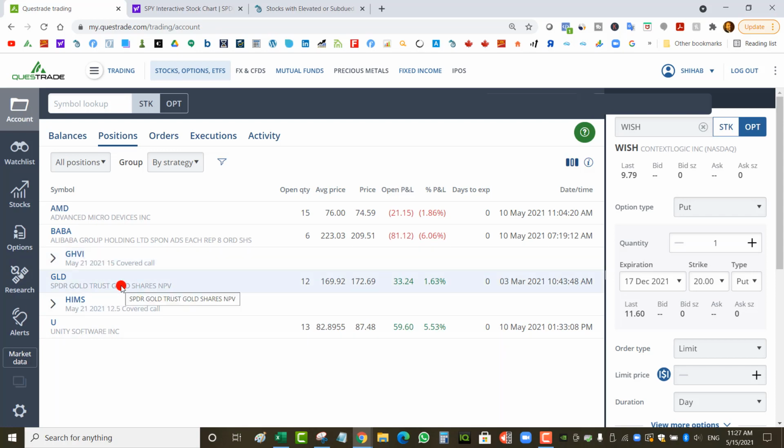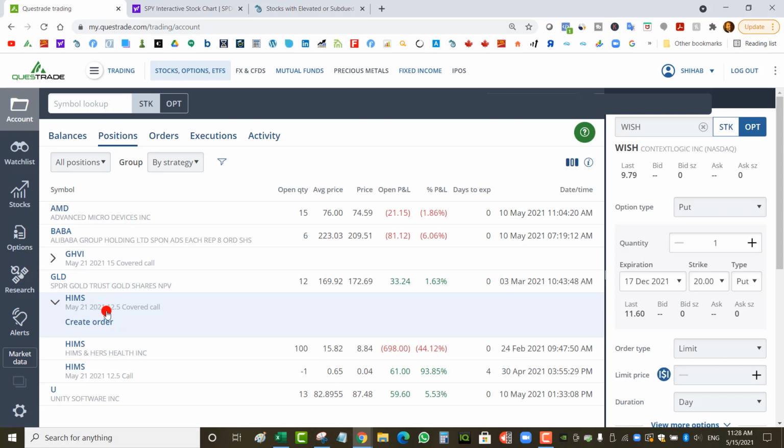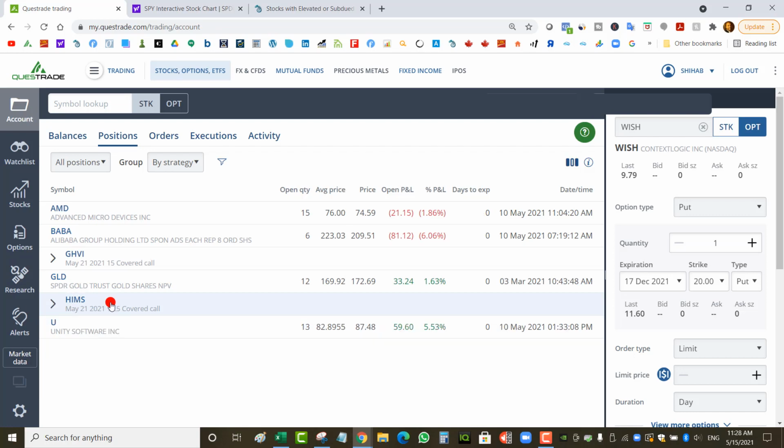I've got some gold ETF. So I bought in twice. I bought once at 180, and then another time I don't remember the price, but my average cost is 169. So I must have bought it around 160, so that my average cost is 169. And now gold is at 172, so it's showing a small profit. I've got a covered call on HIMS. At some point it was profitable, but not anymore, with HIMS being at $8.84. All I could do now is keep selling covered calls on it until it recovers.